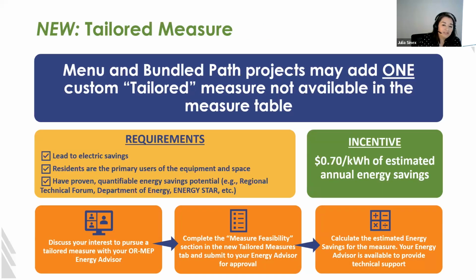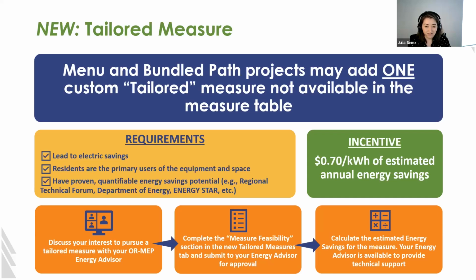So next, I'm going to introduce you to a new opportunity we're offering, and you can add one tailored measure to your menu or bundled path. And a tailored measure is for if you're installing something that saves electricity, but maybe it doesn't fit perfectly into one of the options that we've offered in the measure tables. So you can now add one measure that has proven energy savings and receive 70 cents per kilowatt hour of annual energy savings.